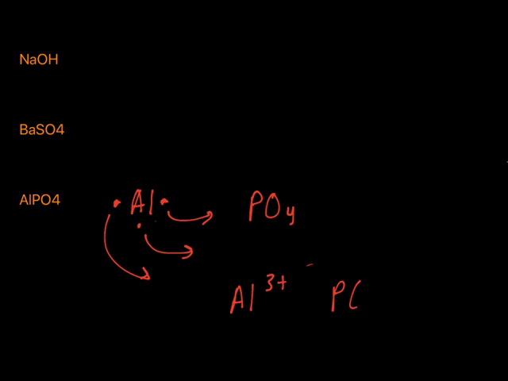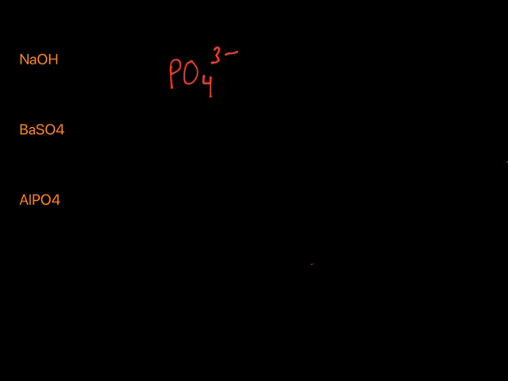So aluminum has 3 valence electrons, which it will give away to a phosphate. So when it gives away its electrons to the phosphate, aluminum will then become aluminum 3+, and phosphate, by gaining those 3 electrons, will be phosphate 3-. But again, let us draw now the electron dot structure for aluminum phosphate.